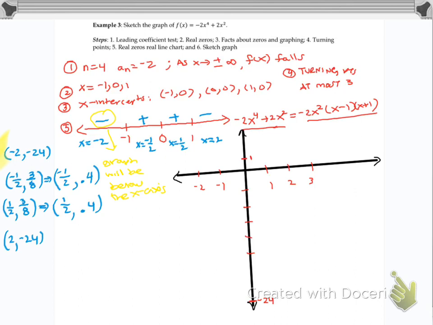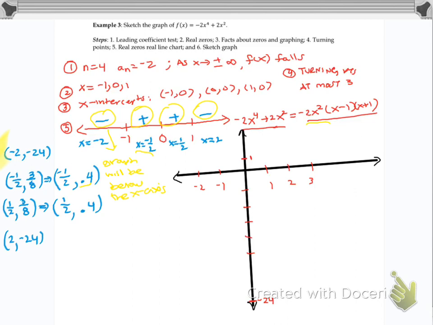Okay. And when I plugged negative 1/2 into this function, I get 3/8, which is about 0.4. I estimated because we are graphing this. And so that was positive. So that means from negative 1 to 0, the graph will be above the x-axis. It's also positive from 0 to 1. And for 1/2, I got 0.38. So it's going to be above the x-axis from 0 to 1. And then from 1 to infinity, I got negative 24.